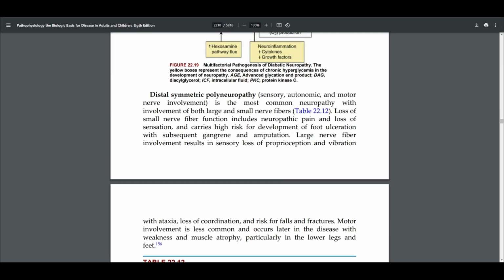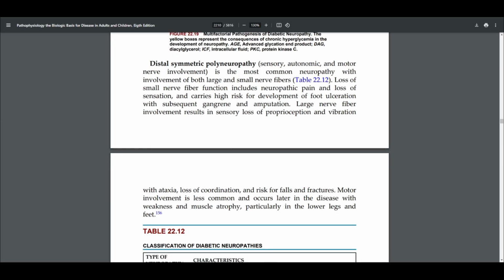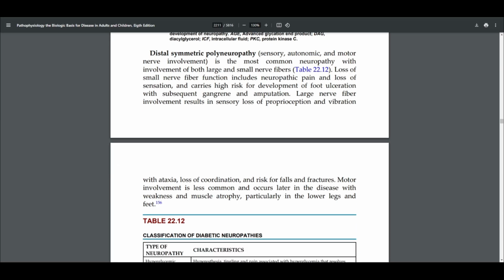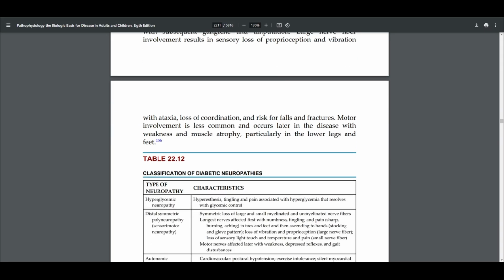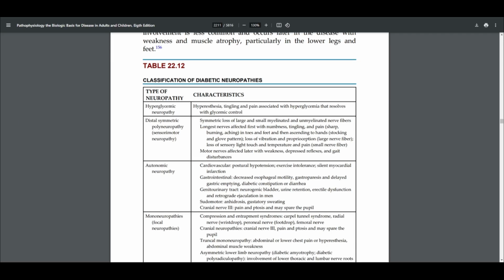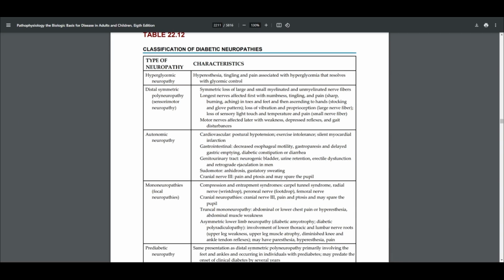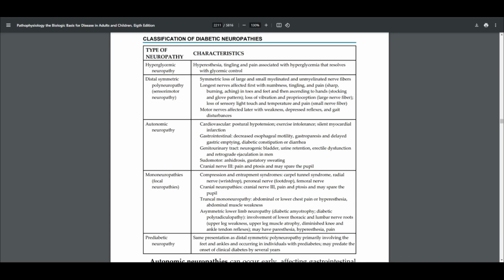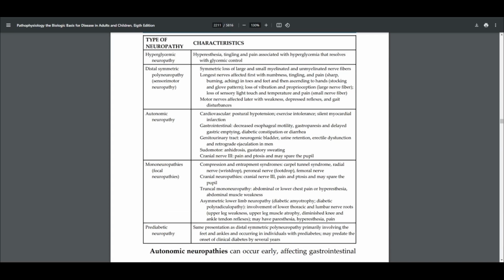Large nerve fiber involvement results in sensory loss of proprioception and vibration with ataxia, loss of coordination, and risk for falls and fractures. Motor involvement is less common and occurs later in the disease, with weakness and muscle atrophy, particularly in the lower legs and feet. So here you see the neuropathies, and I'll leave that up for just a moment.